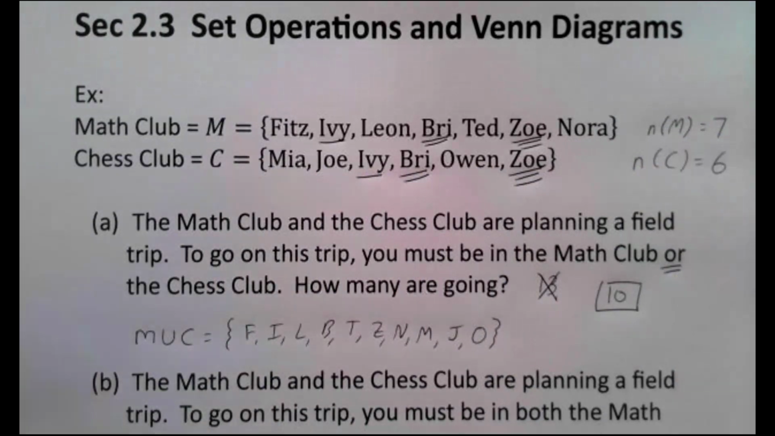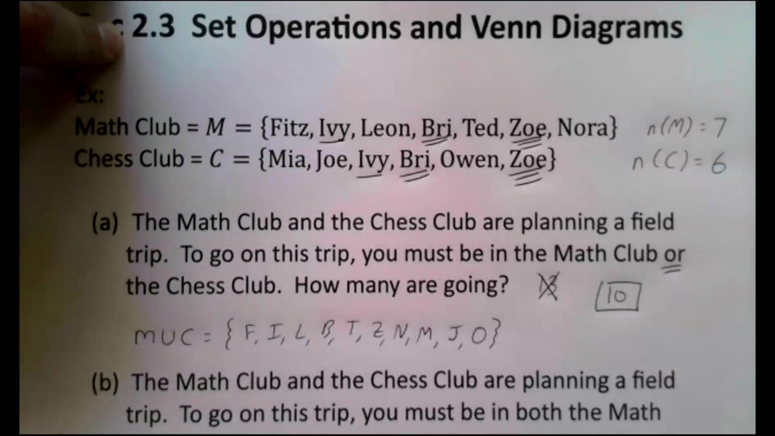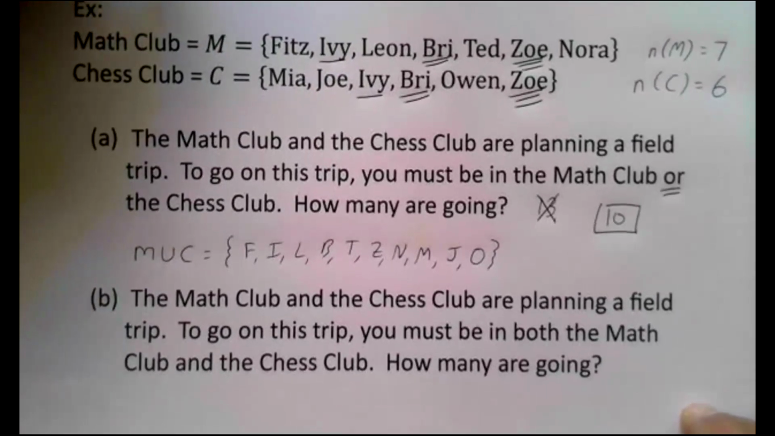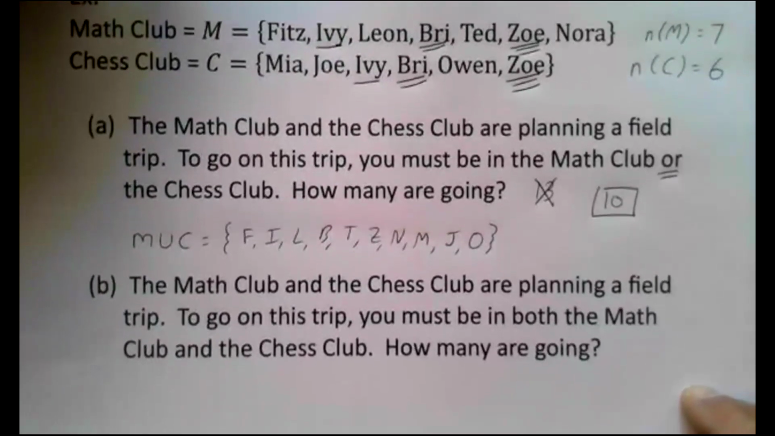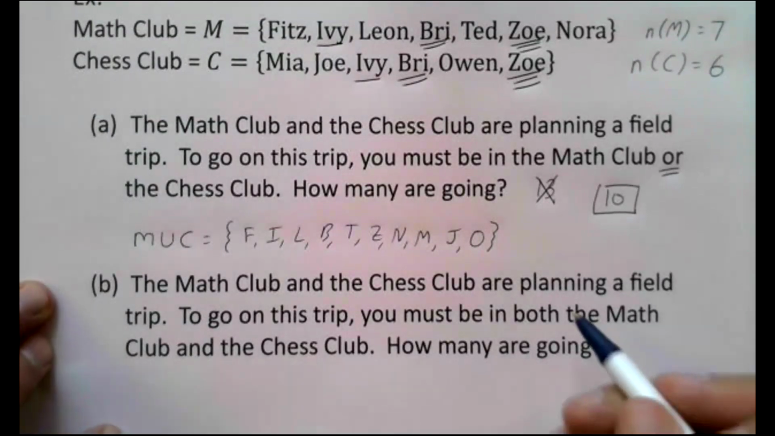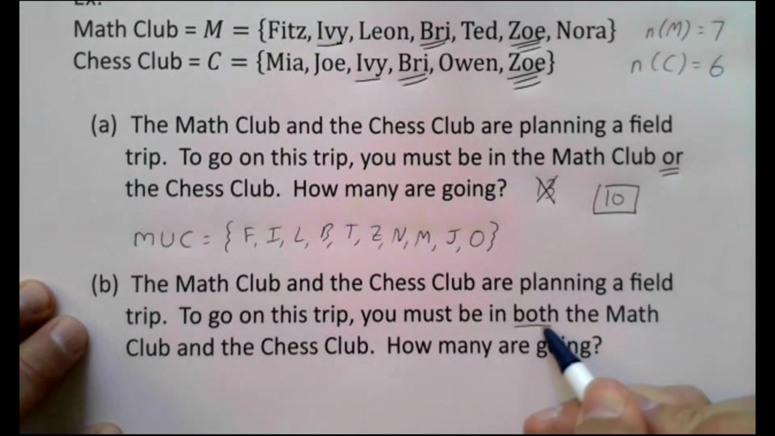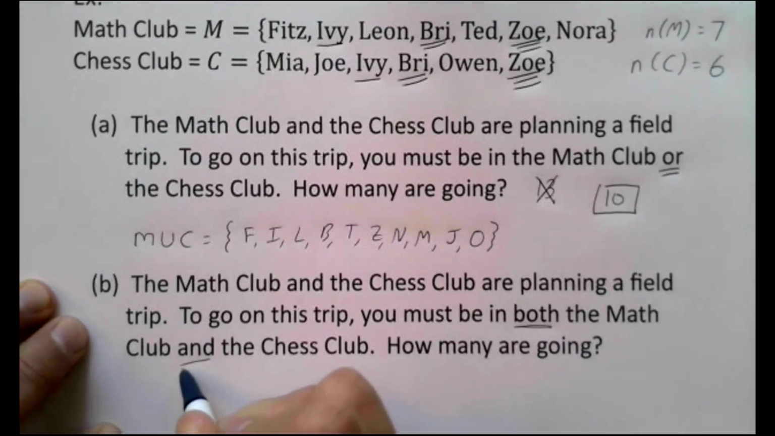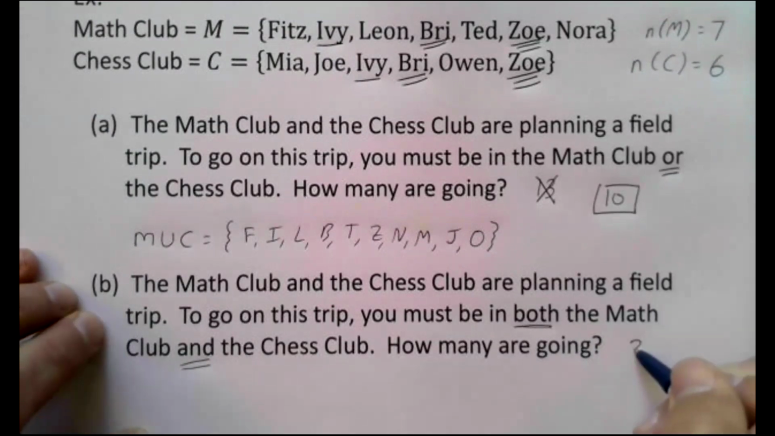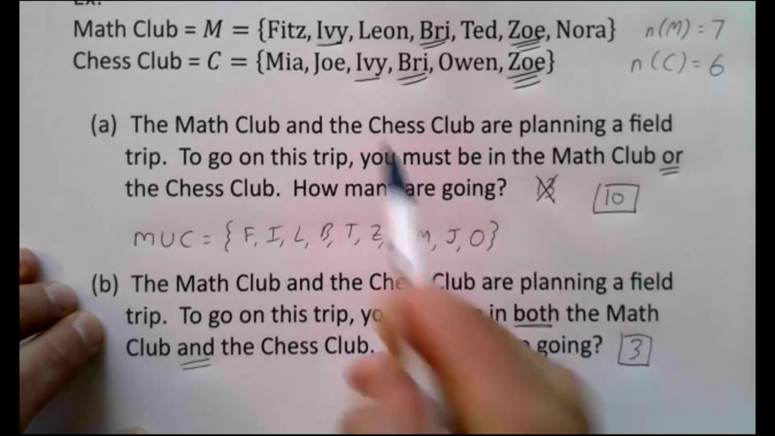As opposed to the intersection of 2 sets. If we're going to talk about the intersection of 2 sets, let's look at part B. Now let's assume the math club and chess club are planning a field trip, but the rules are different. To go on this trip, you must be in both the math club and the chess club. You have to be in both clubs to go on this trip. This is a much more exclusive trip. And I think you can imagine there's only 3 people get to go on this one.